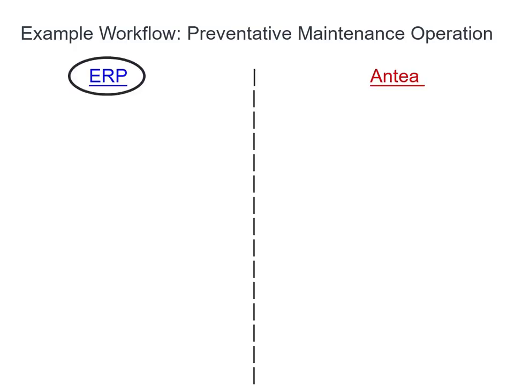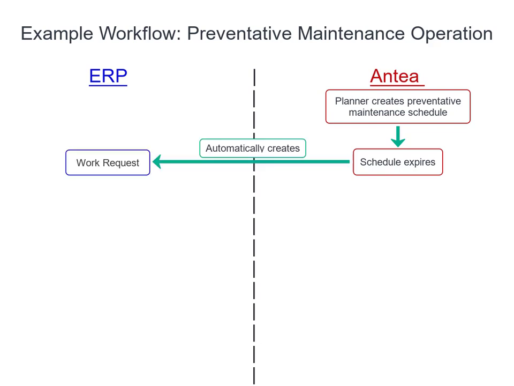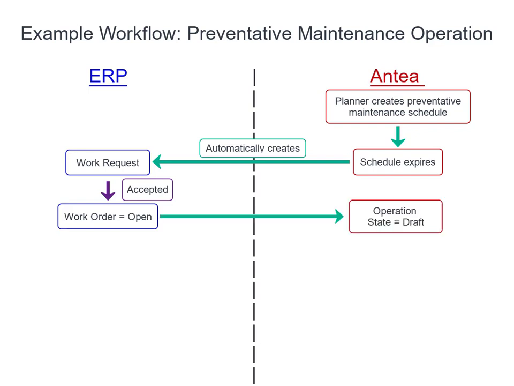On the left, we have our ERP system, and on the right, Antea. Anytime an arrow crosses over the middle dashed line, that is information going between the systems. So let's start in Antea. First step, a planner will create a preventative maintenance schedule. Once this schedule expires on the due date, a work request can be automatically made in the ERP. That request will then be accepted and converted into a work order. That work order could automatically create a draft operation in Antea.